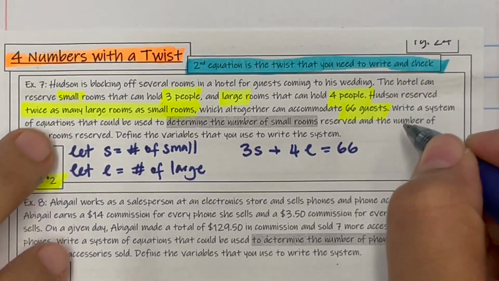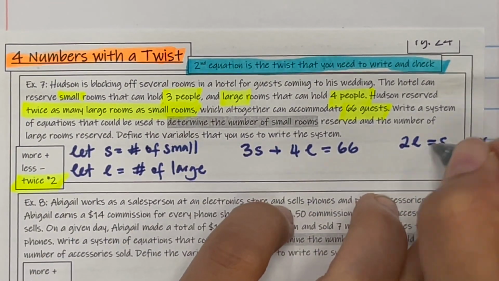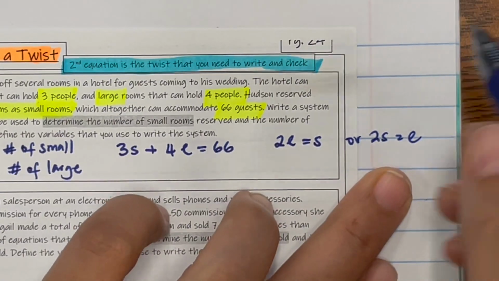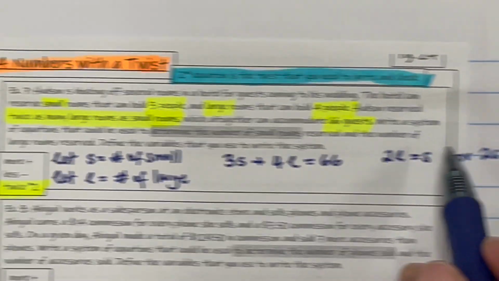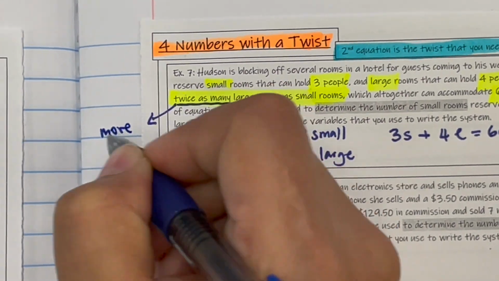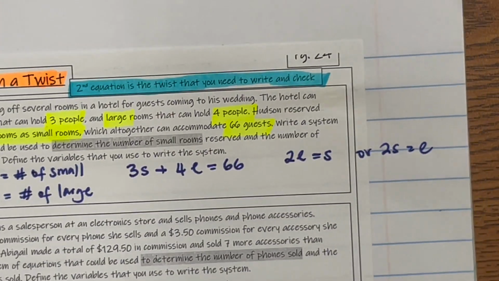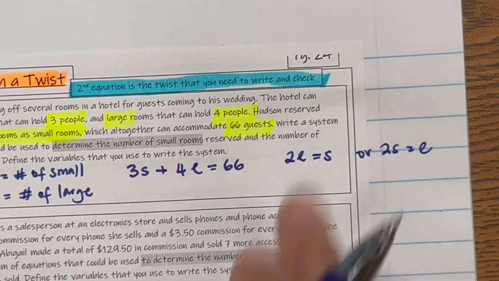Twice as many large rooms as small rooms. So that's either going to mean 2L equals S or 2S equals L. Now, which one is it? What is twice as many large rooms as small rooms? You do need to keep this in mind: twice as many large rooms means that there'll be more large rooms. That's going to come in handy later. More large rooms, okay? I'm going to make up some numbers for this.